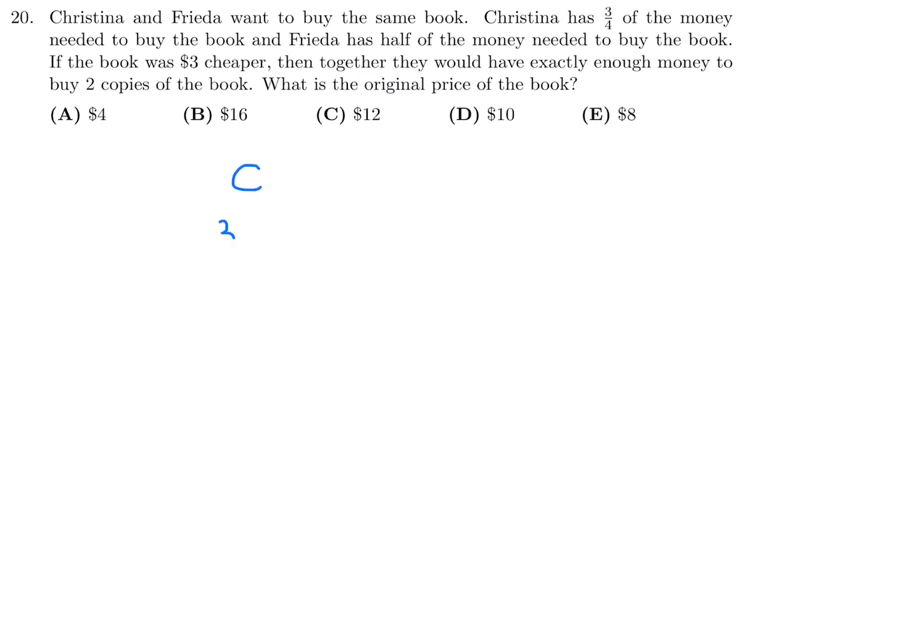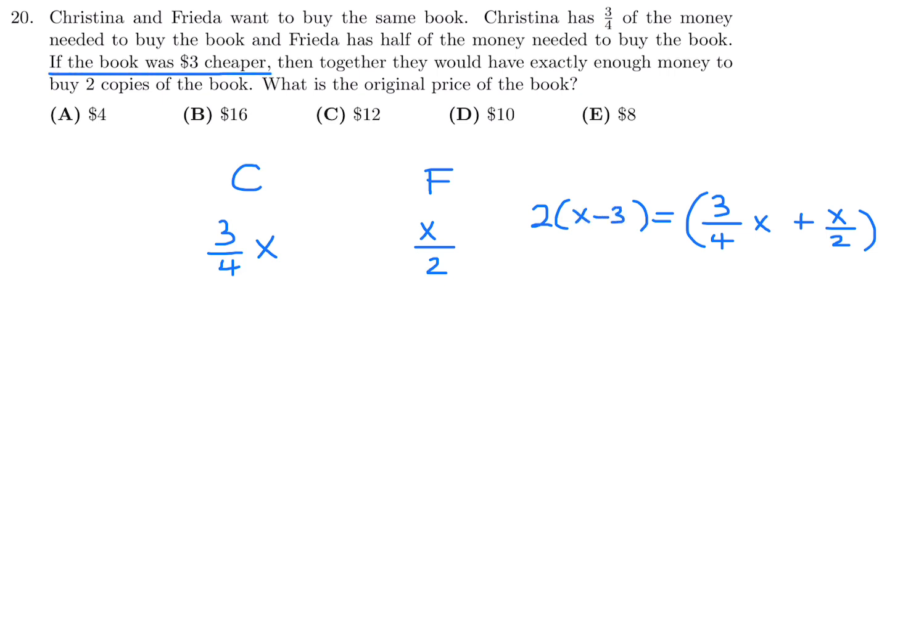Christina has 3/4 of the money, which, let's just say that the book cost initially X dollars. Frida has X over 2. She has half the amount. And they're saying that if you combined their money, which would be 3/4 X plus X over 2, that is equivalent to 2 books. But not 2X, 2X minus 3. This is only true if the book was $3 cheaper.